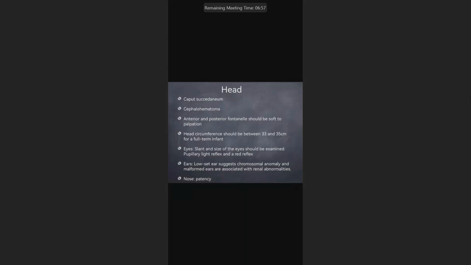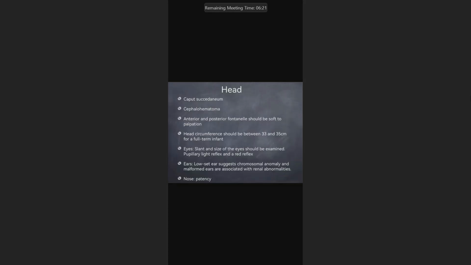The anterior and posterior fontanelles should be soft to palpation. They are usually open at birth. The anterior fontanelle closes at around 6 to 7 months. The posterior fontanelle closes later, at around 18 months. Head circumference should be between 33 and 35 centimeters for a full-term infant. If more than that, you have to suspect macrocephaly, and you have to associate it with other pertinent findings.